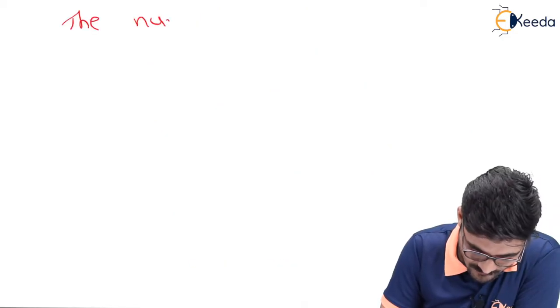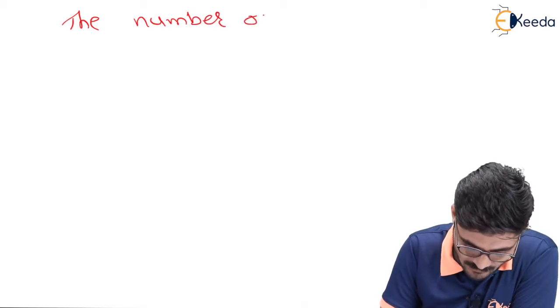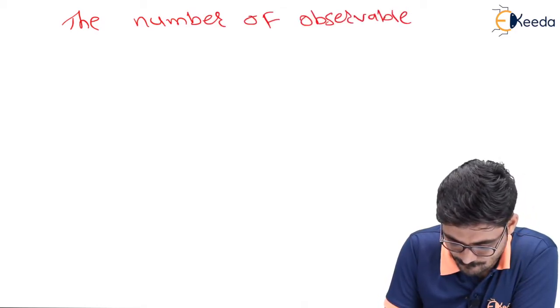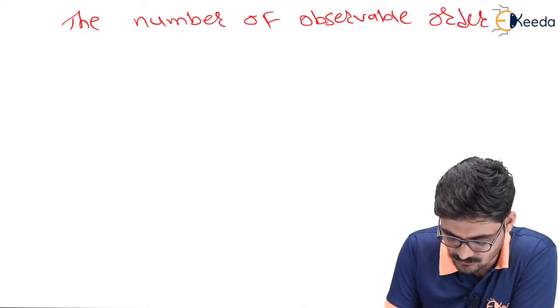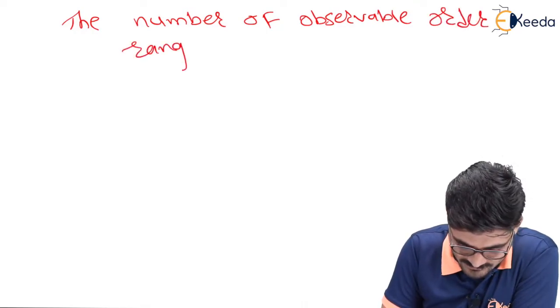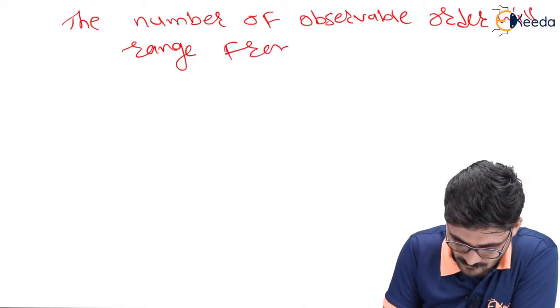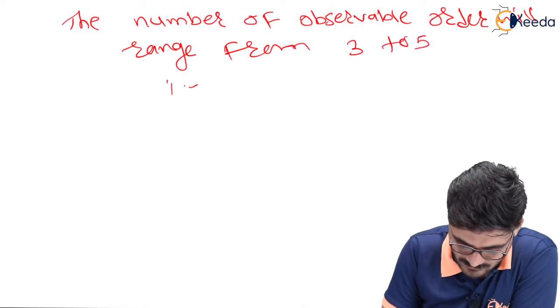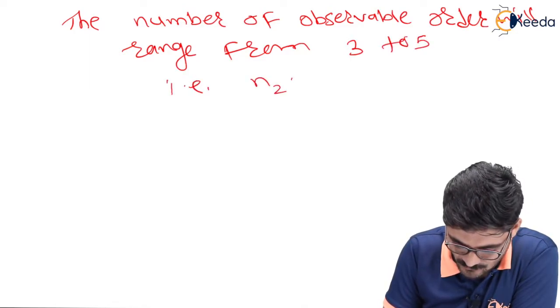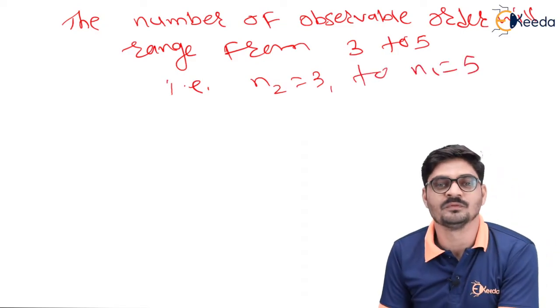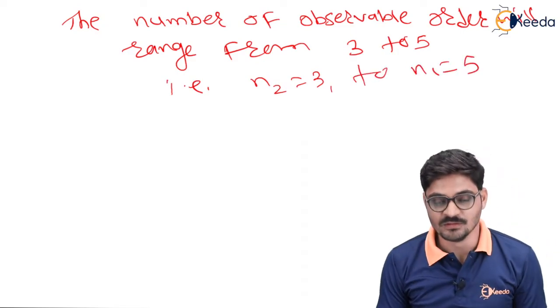The number of observable orders will range from 3 to 5, that is, n2 is 3 to n1 is 5. I hope you get the answer. Is it simple?